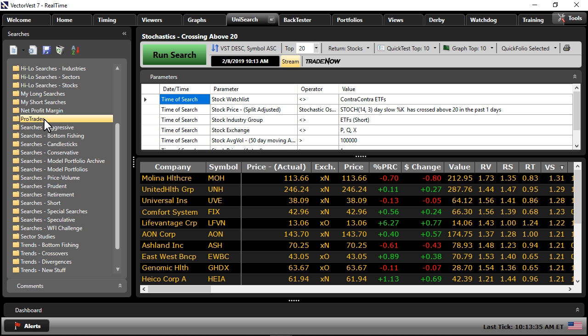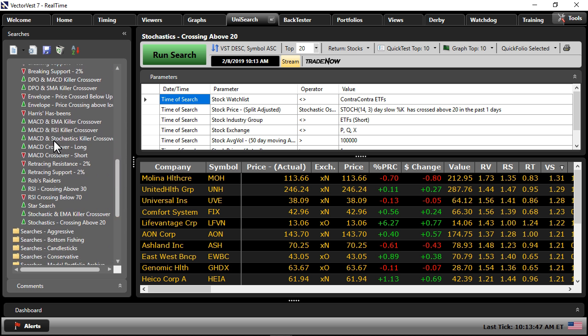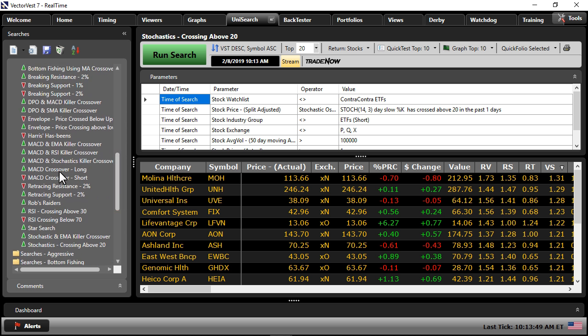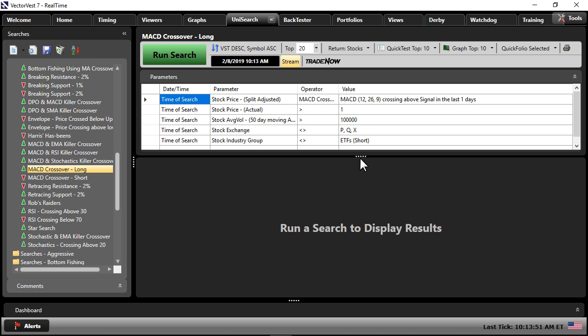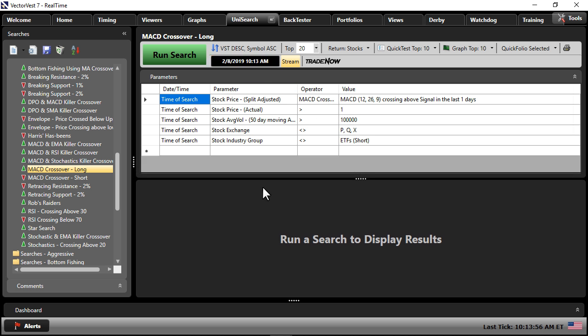Well, essentially what the ProTrader tool is, it's a scanning tool that will scan for technical crossovers. So if I open up the ProTrader tool and I go down to the MACD crossover long, I can go ahead and run this scan as of right now. I'm going to add a one-line parameter though.